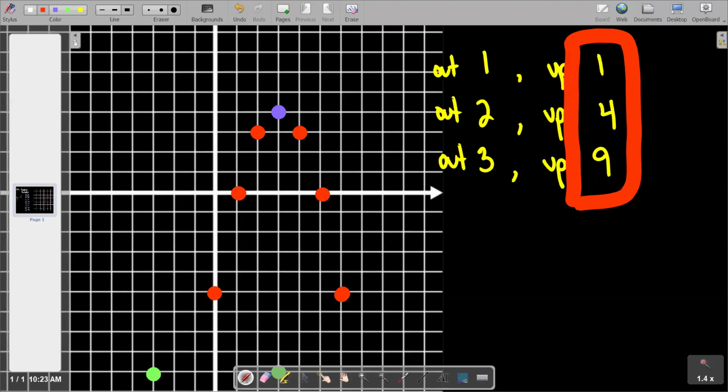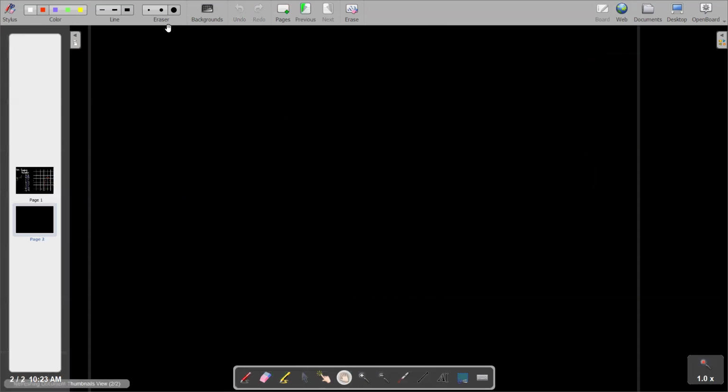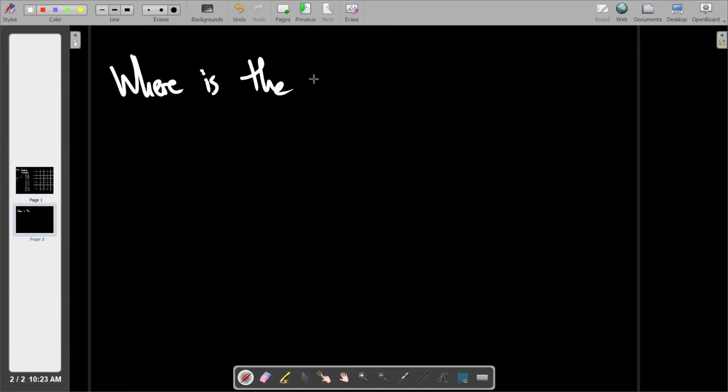Final question is this, and this you need to write down. This is big. The final big question is this. Where is the vertex? Because the vertex is going to move around, right? That bottom point or top point of the graph is going to move around. And the formula that you're going to use to find it is right here.